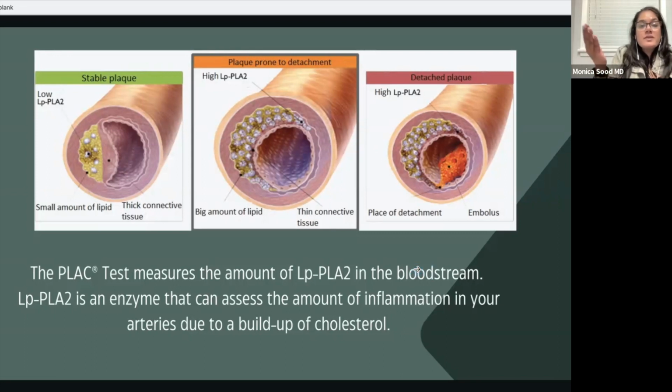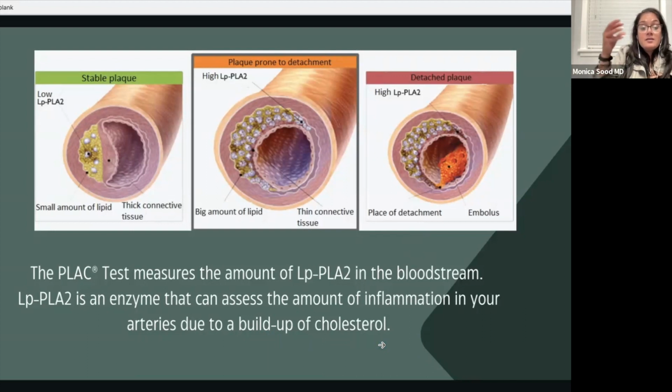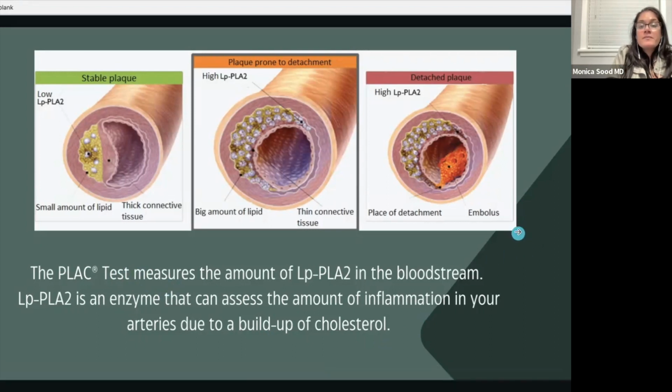Now, the test that you normally get has total cholesterol, triglycerides, HDL, and LDL. They may have ratios in there too, like total cholesterol to good cholesterol ratio. But one test that I don't find they do, which we do and we recommend, is called the plaque test. And it measures the amount of Lp(PLA2), which is an enzyme in the blood, and it can actually assess to see how much of the inflammation in your arteries is due to cholesterol buildup. So we always get this test on every single person who walks through the door.